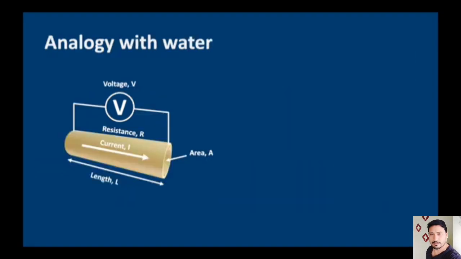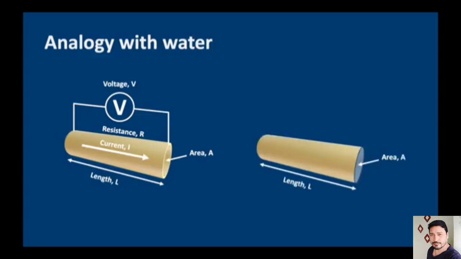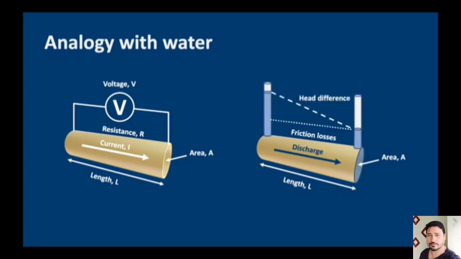The flow of electricity in a wire can be visualized as a pipeline filled with flowing water. The current in the wire is equivalent to the discharge of water in the pipe. The resistance in the wire is equivalent to the friction losses in the pipe, and voltage across the section of the wire is equivalent to the pressure gradient in the pipe.